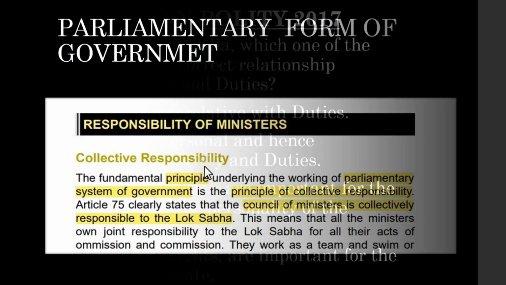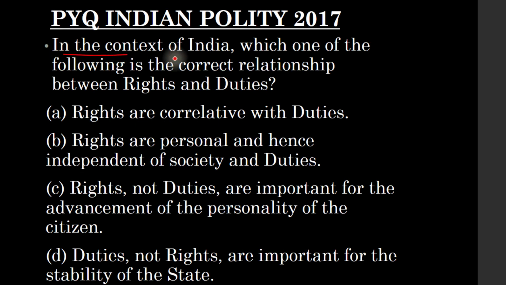Next question. In the context of India, which one of the following is the correct relationship between rights and duties? Option A. Rights are correlative with duties. Option B. Rights are personal and hence independent of society and duties. Option C. Rights, not duties, are important for the advancement of personality of the citizen. Option D. Duties, not rights, are important for the stability of the government. And the correct option is option A.